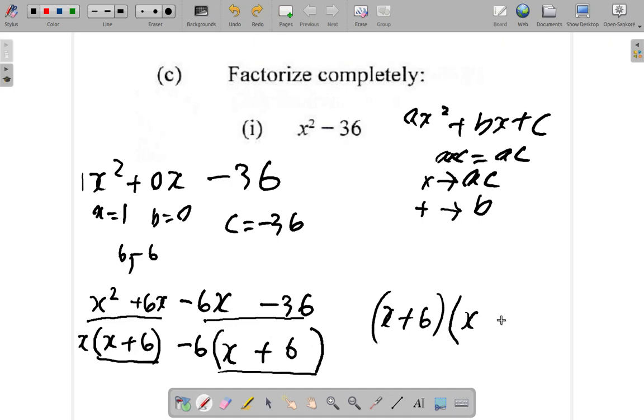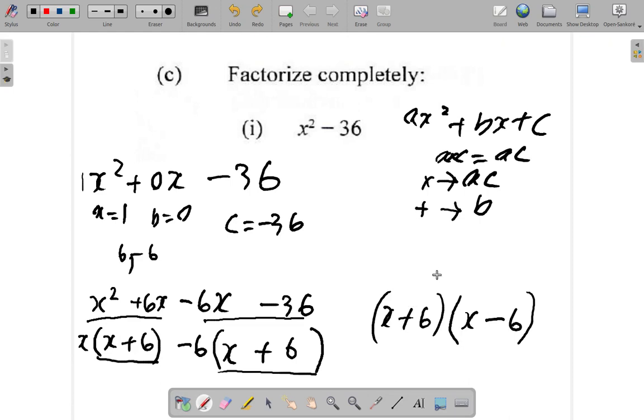What should you write here? X plus 6 multiplied by a number that will come here will give you x plus 6 times negative 6. Obviously, the number here is negative 6. Alright? You could also say x plus 6 into negative 6 by x plus 6. X plus 6 and x plus 6 will cancel and you have negative 6. See that? So what you end up with is x plus 6, x minus 6. The same thing that we had in the shortcut method.